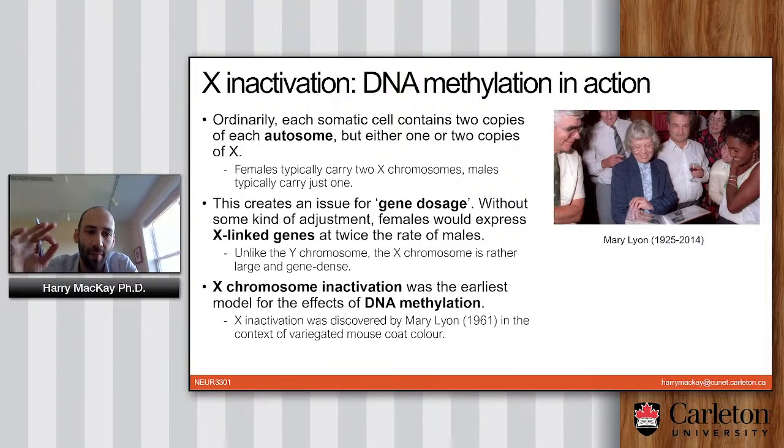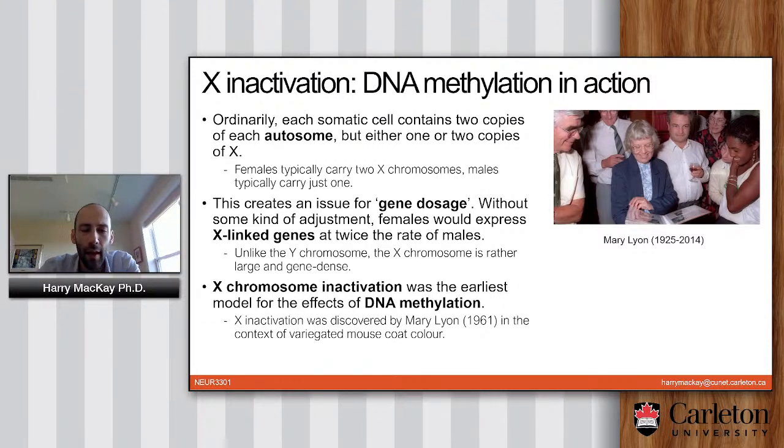Without some kind of adjustment, females would express any gene on the X chromosome at about twice the rate of males because they have twice as many copies of that gene. They have 2 X chromosomes. Now, the Y chromosome, you could also kind of argue something similar happens there, but the Y chromosome doesn't have very many genes at all. The X chromosome is very, very big and has tons of genes on it. So this would be quite a bad situation if all those genes were allowed to just be expressed willy-nilly.